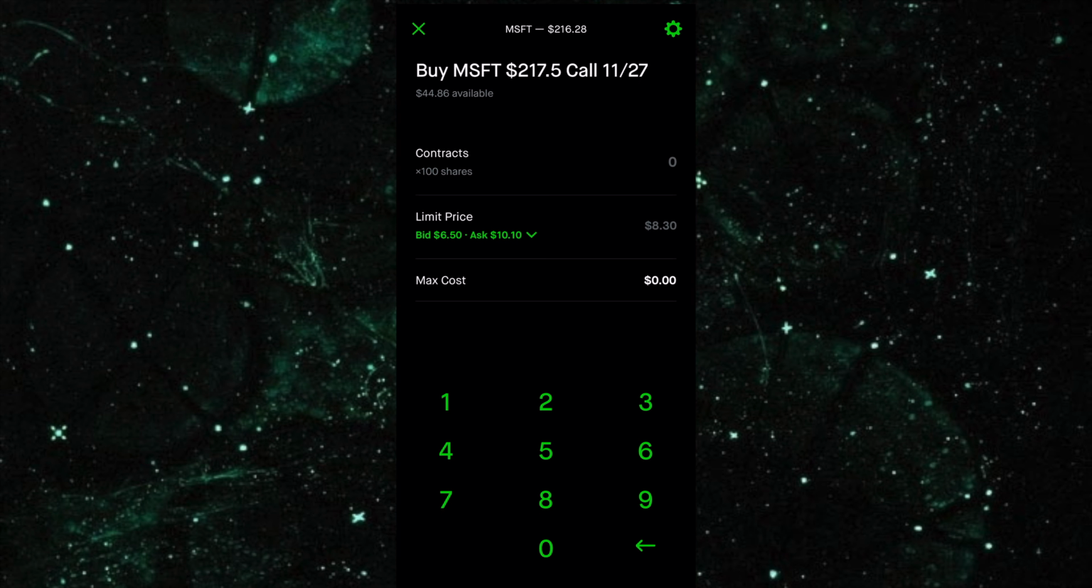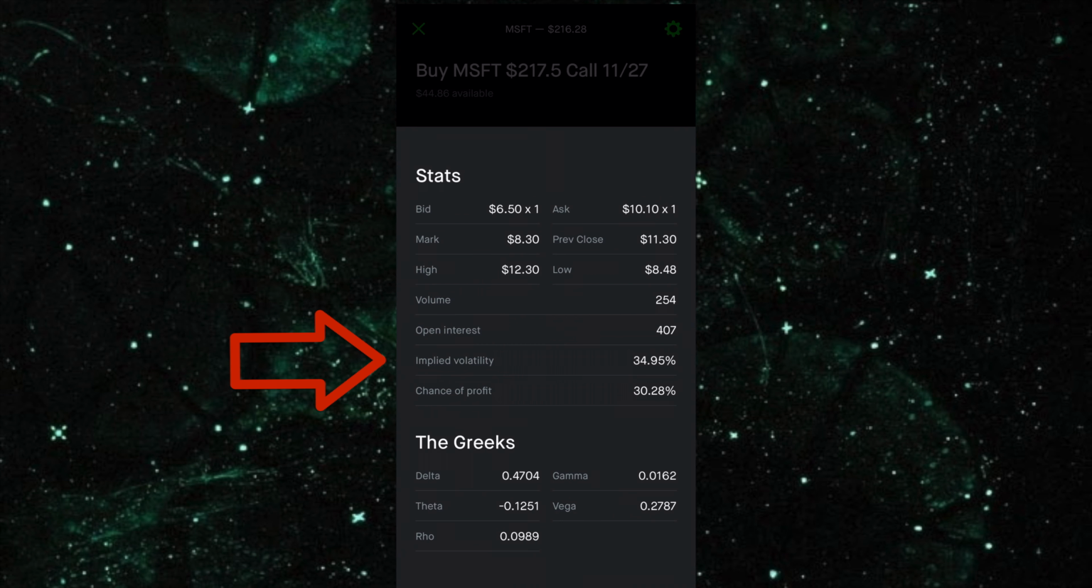So let's go ahead and select this option contract. Determine how many options we are going to buy and enter the limit price we desire. Let us also open extra information by tapping on this limit price. Let's look at implied volatility. We want this to increase because it will also increase the value of the option.